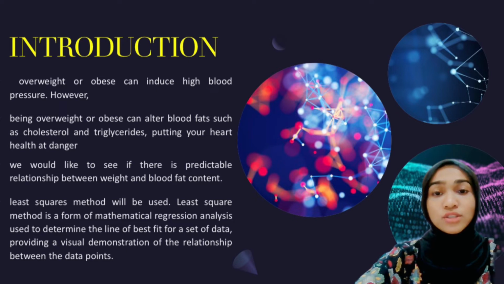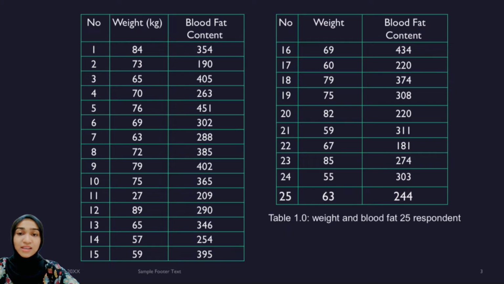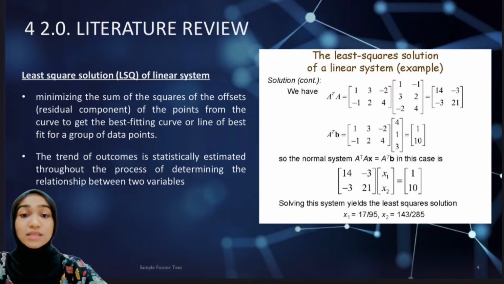The least square solution method is a form of mathematical regression analysis used to determine the line of best fit for a set of data and provide a visual demonstration of the relationship between the data points. This is the secondary data we obtained, which is weight and blood fat for 25 respondents. Least square solution of linear system.